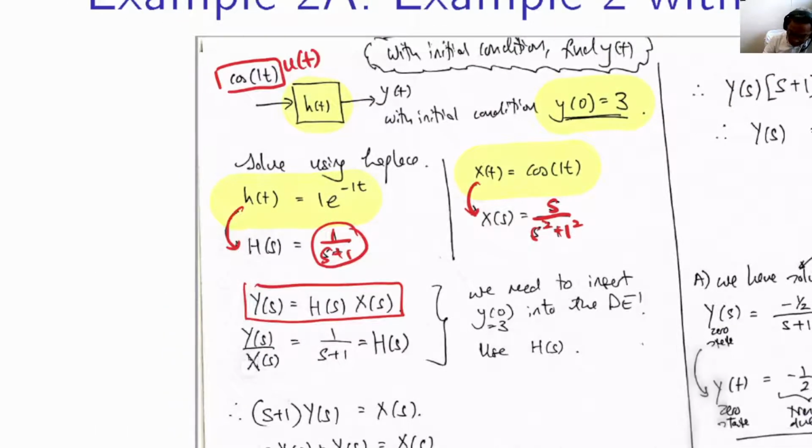So you might be stuck here. We are now in y of s. We are given y of 0 in time. And now we are already in the frequency s domain. How do we introduce y of 0 into the s domain? We can't. So what do we do?